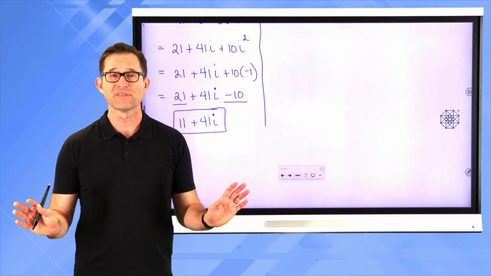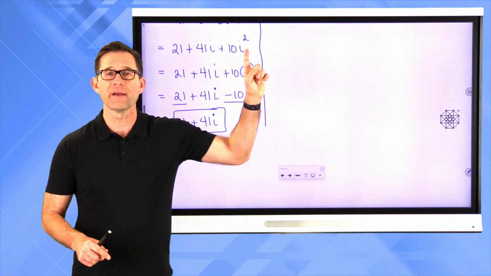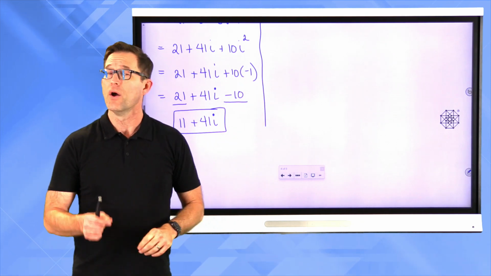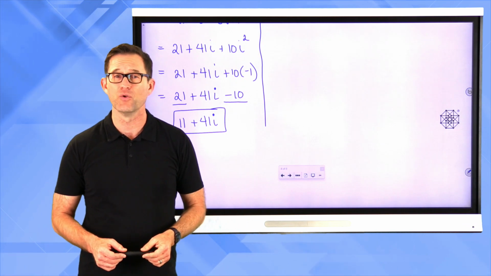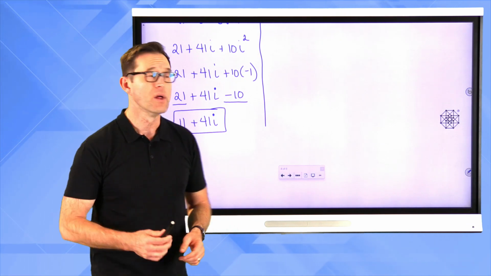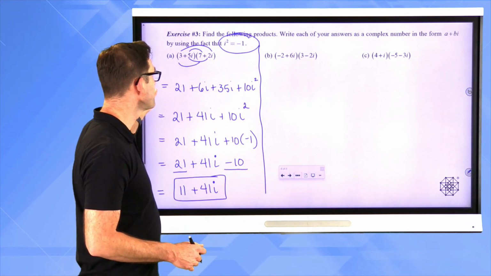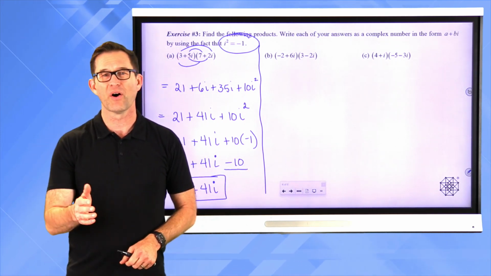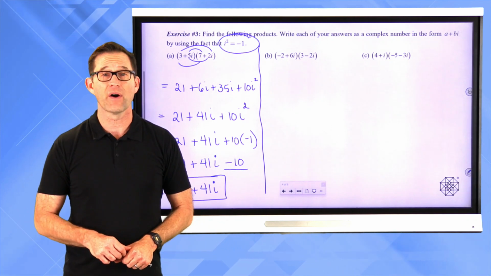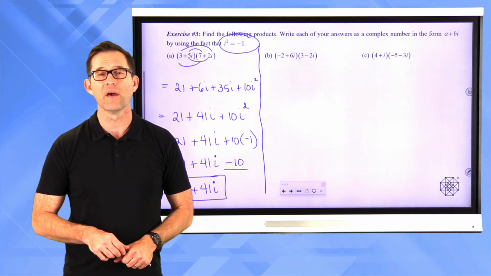All right? But besides replacing i squared with the number -1, what you're doing in these products is exactly what you did when you multiplied two binomials together. So let's get a little bit of practice on that. What I'd like you to do is take a shot at letter B on your own. Pause the video now and see if you can get the final answer in a plus bi form.